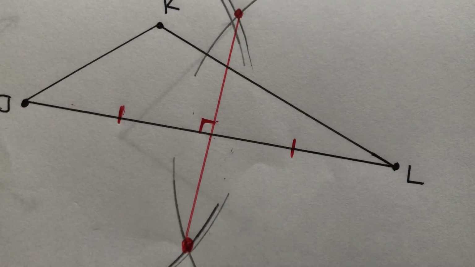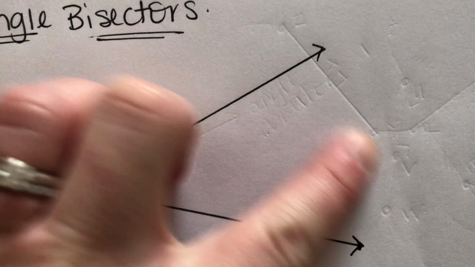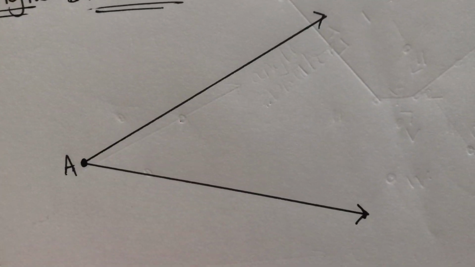It should. All right, so if you have any questions on that, let me know. Those are segment bisectors. Now we're going to look at angle bisectors. I was drawing on top of it. You can see what I drew. All right, so we start off with an angle.